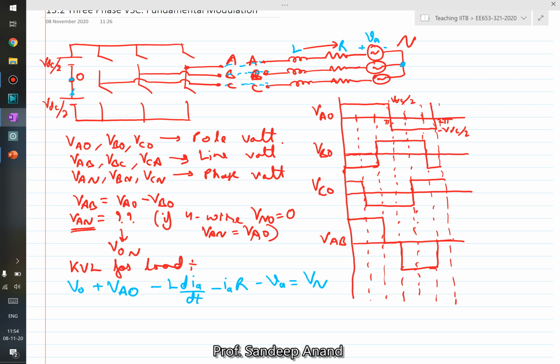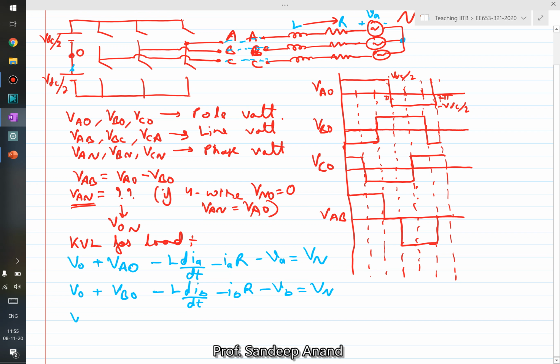Now similarly we can start from O, go through phase B and again reach N, start from O, go through phase C and again reach N. So there will be two more equations. Let me write those two: VO plus VBO minus L dIB by dt minus IB into R minus VB is equal to VN, and similarly VO plus VCO minus L dIC by dt minus IC into R minus VC is equal to VN.